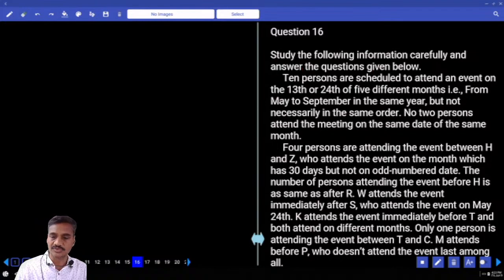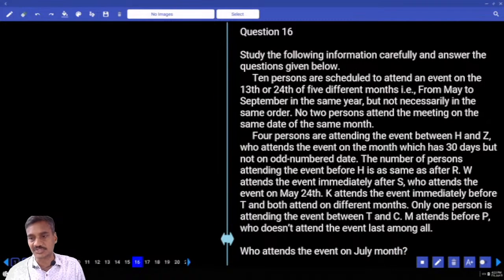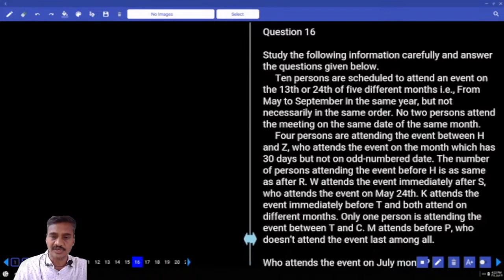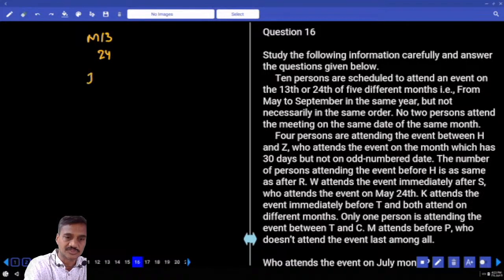Now in this 16 to 19, now 10 persons are scheduled to attend a meeting on 5 different months. What are the months we have? May onwards. So May 13, and what is the next one? 24. May, next one June 13, June 24. May, June, July, July 13, July 24. May, June, July, August and September. August 13 and August 24, and September 13 and September 24. Clear?